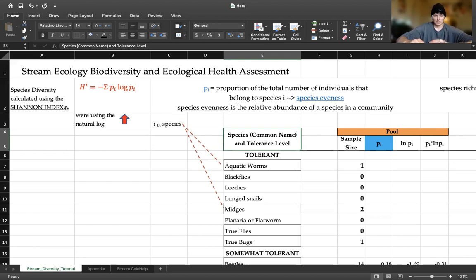So basically what we're looking at when we're assessing biodiversity is how does the community structure of the riffle and pool vary? What do they look like?